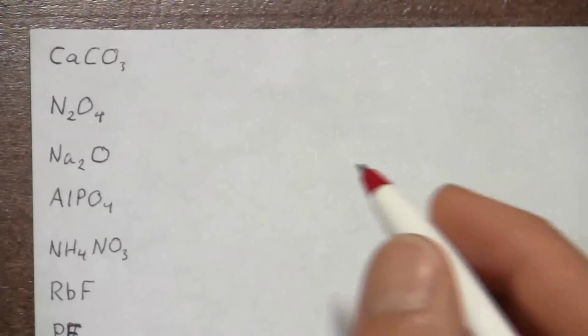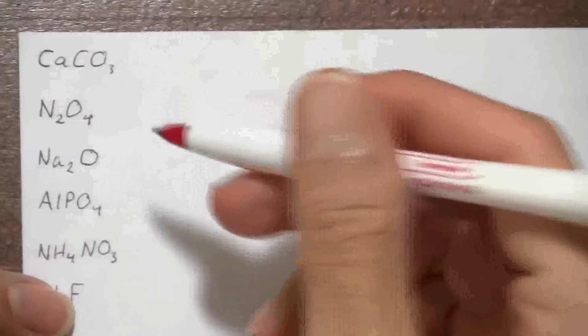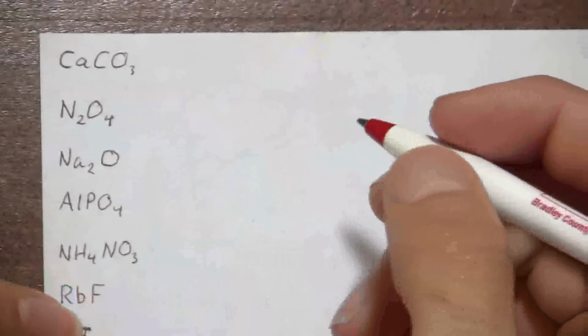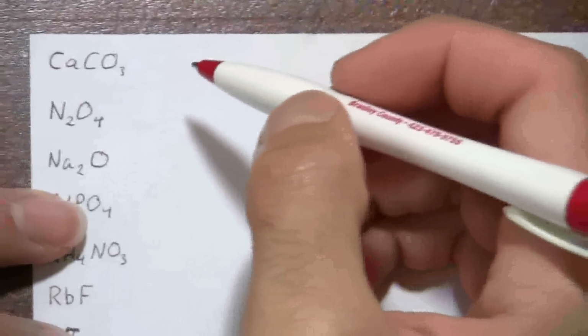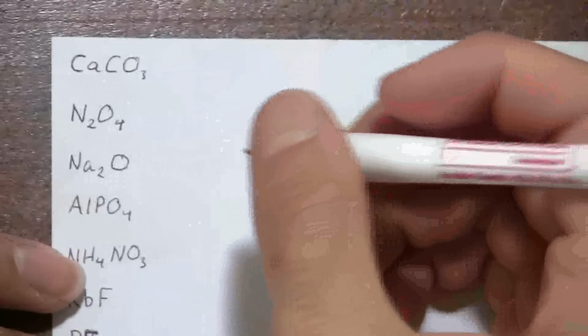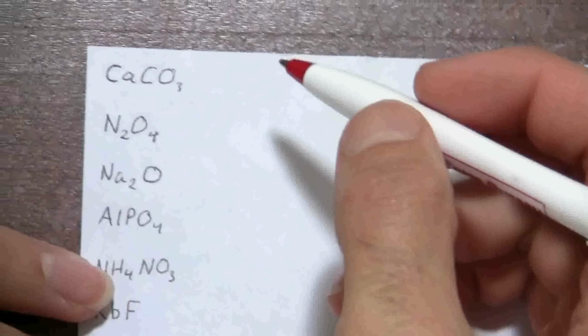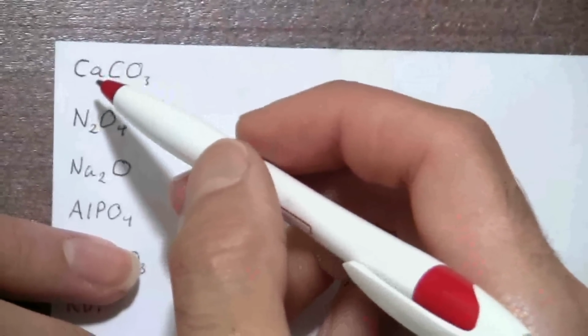All right, we are going to get some practice naming these formulas. I have a number of formulas here. We're just going to go through them fairly quickly. And this will give you an idea of what you need to have memorized and work on. All right?